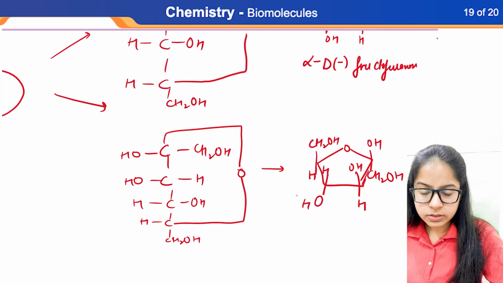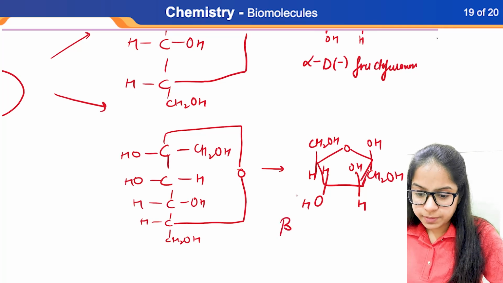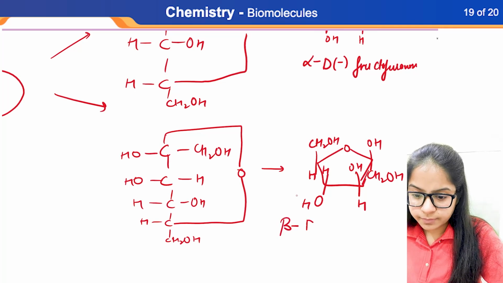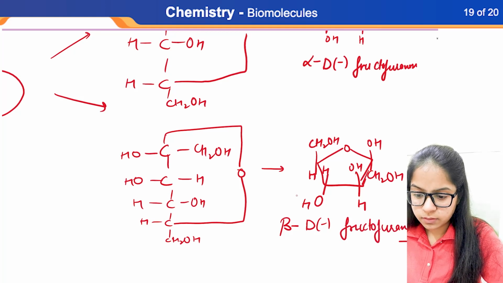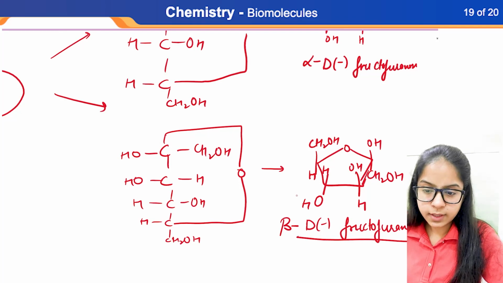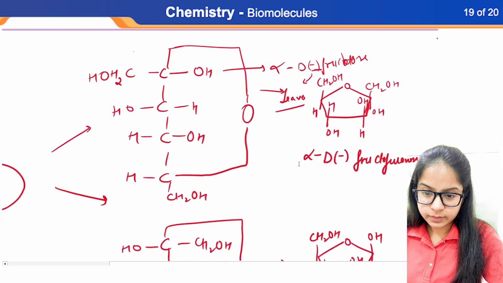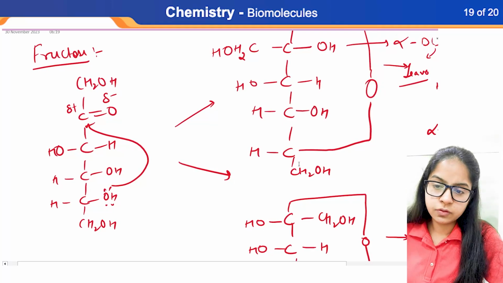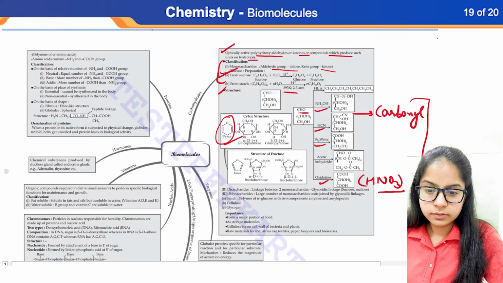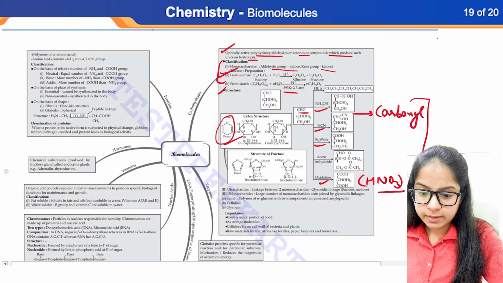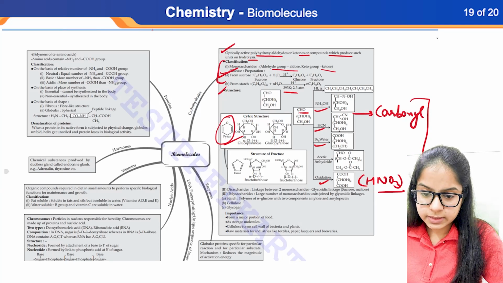So this is the structure, that is beta D minus fructofuranose. So this is the one, fructose: alpha D minus fructofuranose and beta D minus fructofuranose. So these are the structures. There is some mistake, so I'm making it by myself.